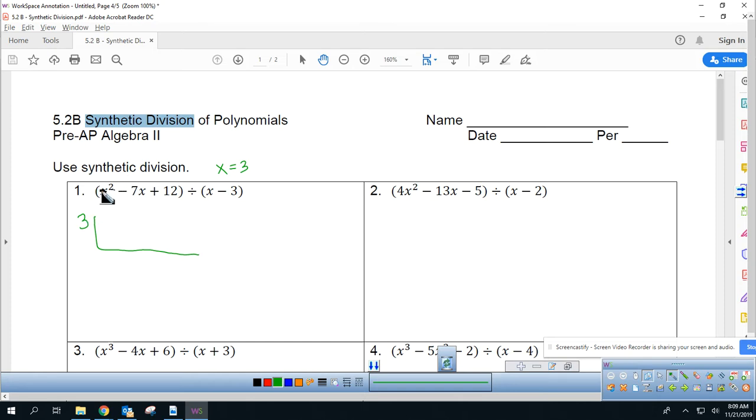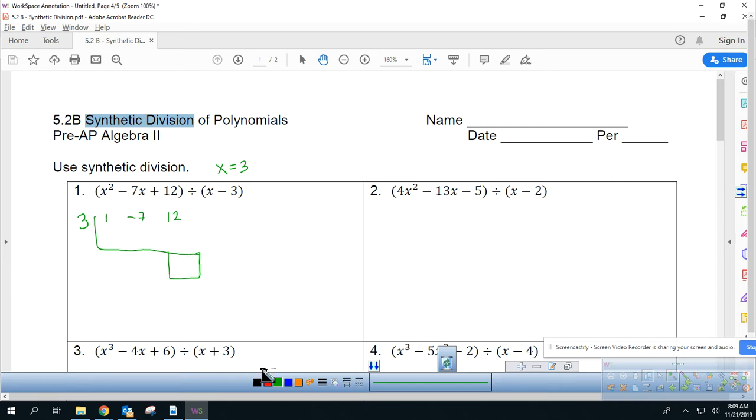And now we come over here to our dividend, and we only use the coefficients. So this is a 1, the coefficient for x squared, -7, the coefficient for x, and 12, the constant. Under the constant, we're going to put a little box, and this little box is where your remainder will go. And it's shielded for a reason. I'll show you why that's the case in just a second.